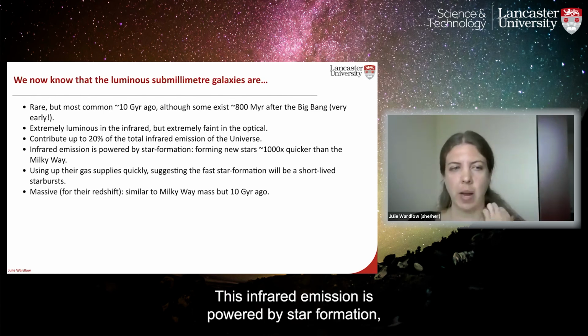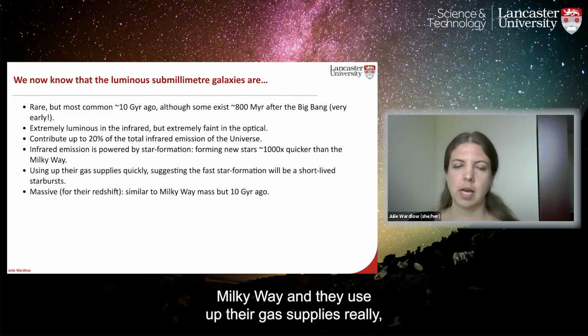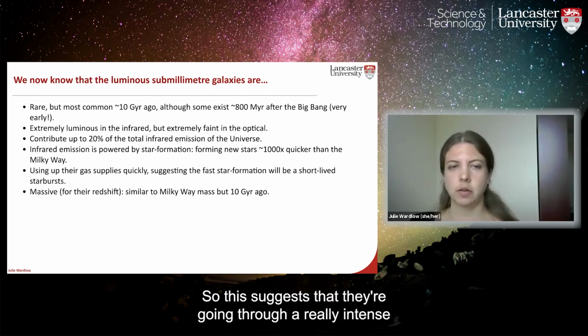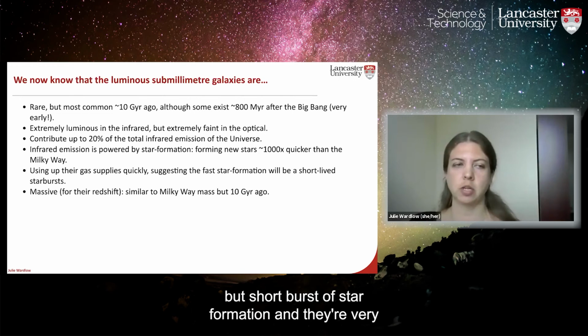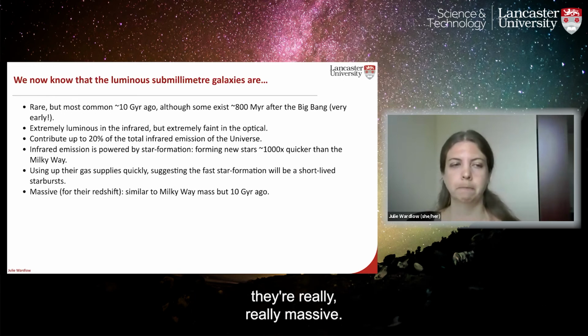This infrared emission is powered by star formation. So they form new stars about 1,000 times faster than the Milky Way. And they use up their gas supplies really, really quickly. So this suggests that they're going through a really intense but short burst of star formation. And they're very massive for their redshift. So for their distance, how soon they are after the Big Bang, they're really, really massive.